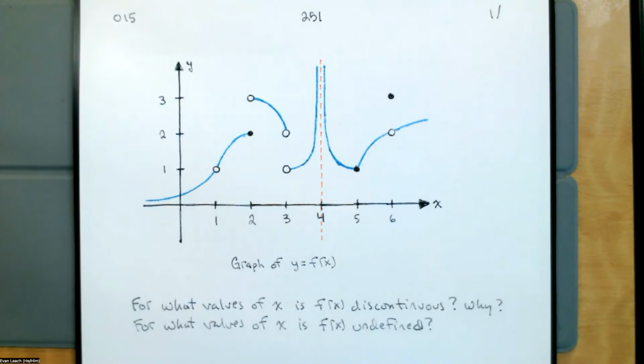Today, we're going to continue looking at limits and continuity. And I'd like to start by identifying the points on this function, f of x, where the function is discontinuous, and also where the function is undefined. So pause the video and take a few minutes to identify the points at which this function is discontinuous.